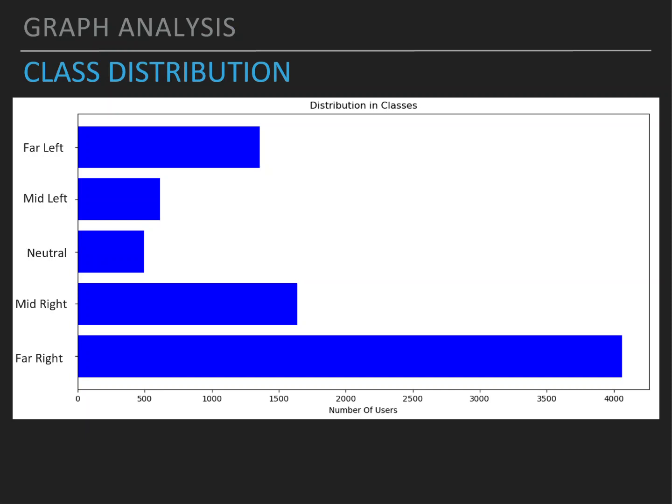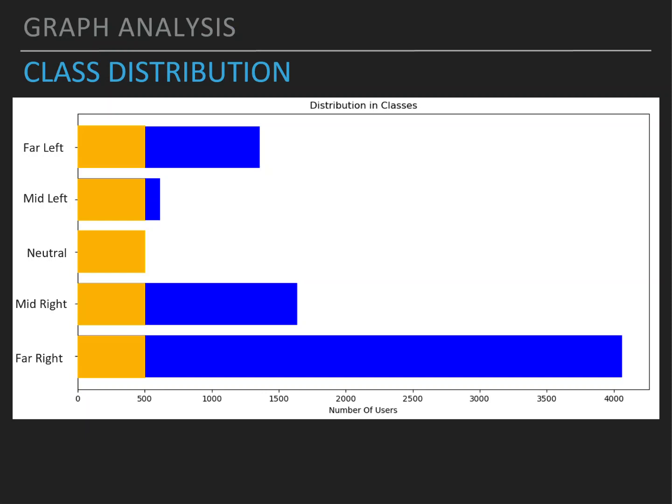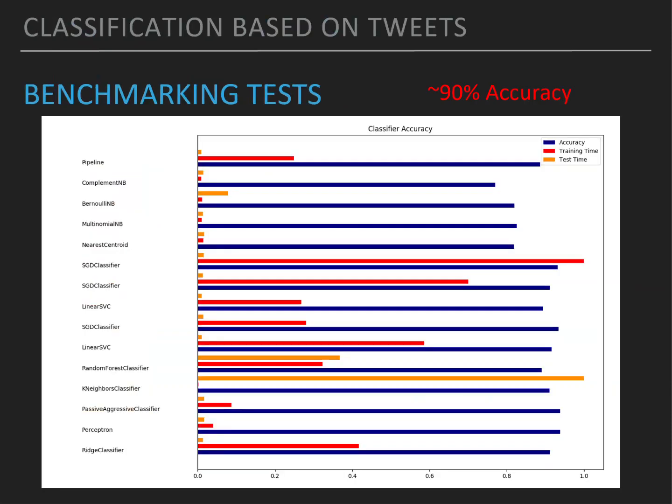After noticing the large disproportionate classes affected the machine learning's ability to learn, the number of samples was trimmed to take 500 random samples per user from each class to ensure an equal distribution. The tweets were cleaned by removing features such as links, capitalizations, and stop words.